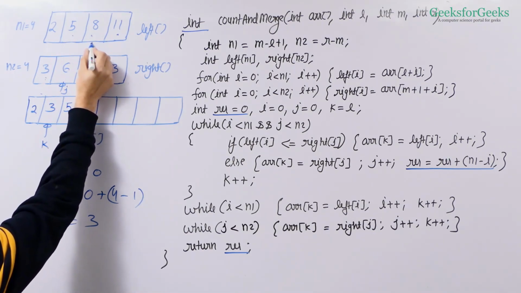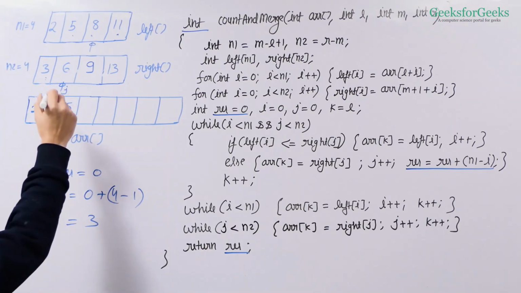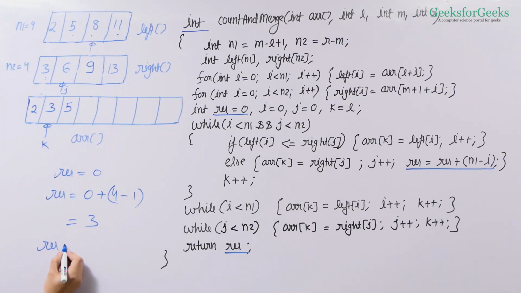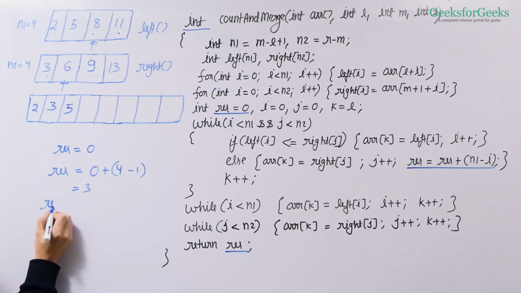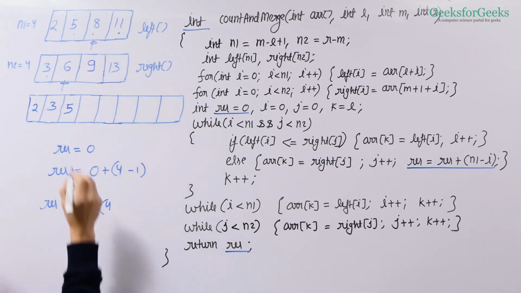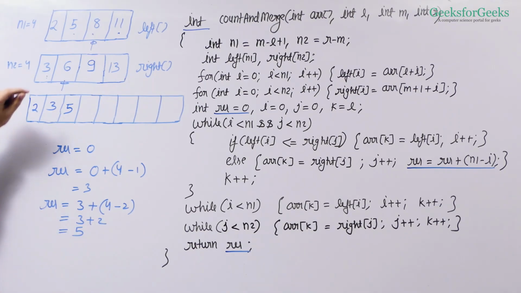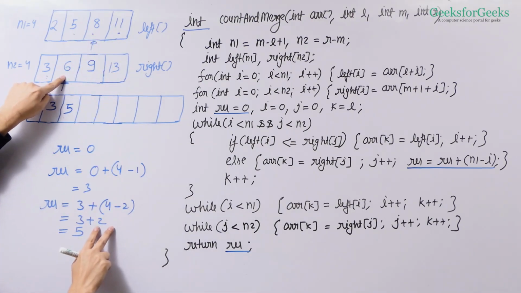Our I moves here. This time we again compare left I and right j, and we found that left I is greater than right j. So what are we going to do? We are again going to update the result. So we are going to update the result as 3 plus n1 minus I. What is n1? n1 is 4, and what is I? I is right now 2. 4 minus 2 is 2, so 3 plus 2, which is 5. And you can notice that this element forms inversion with 2 elements, and that's how we have added 2 here.